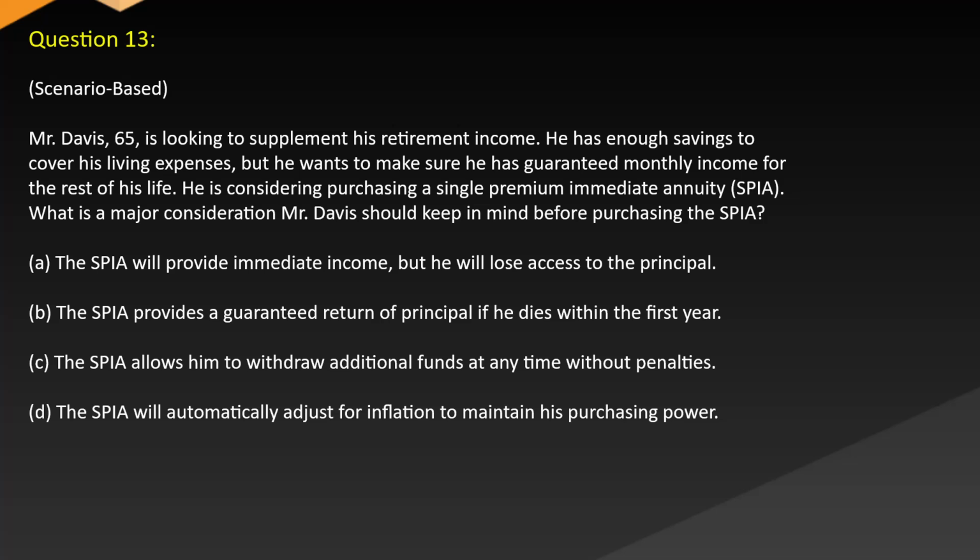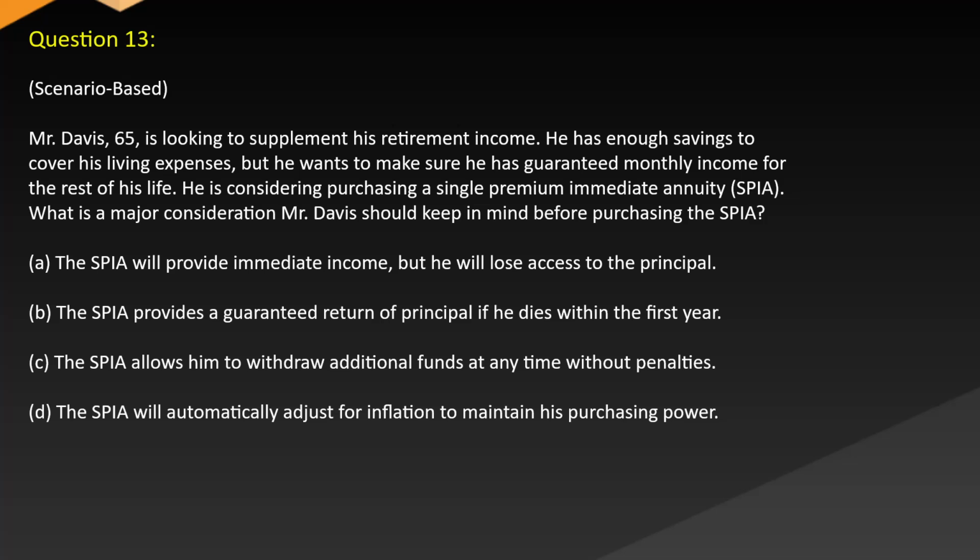Question 13, scenario-based. Mr. Davis, 65, is looking to supplement his retirement income. He has enough savings to cover his living expenses, but he wants to make sure he has guaranteed monthly income for the rest of his life. He is considering purchasing a single premium immediate annuity, SPIA. What is a major consideration Mr. Davis should keep in mind before purchasing the SPIA?